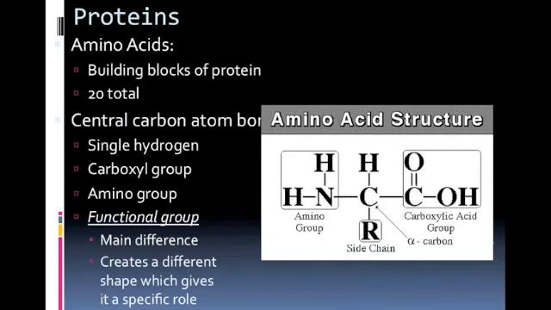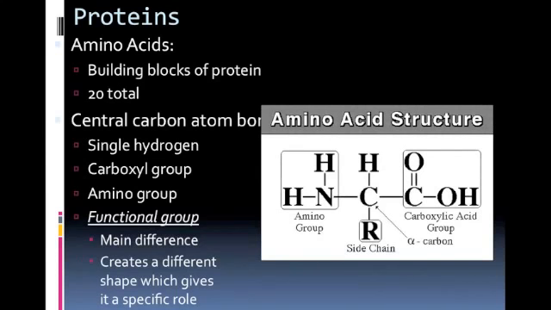The next macromolecule is a protein, and the building block of a protein is an amino acid, and there are actually 20 total amino acids. So with carbohydrates, you have your monosaccharide, and you could have a whole bunch of monosaccharides. With your lipids, your fatty acids, you either have saturated or unsaturated, and they can have a number of different lengths of carbons. But with amino acids, there's a set number, and that number is 20.